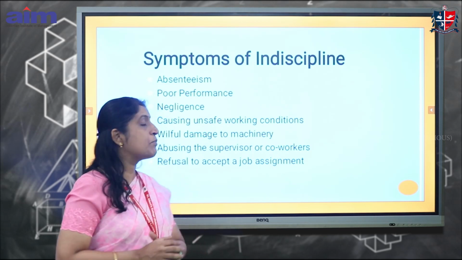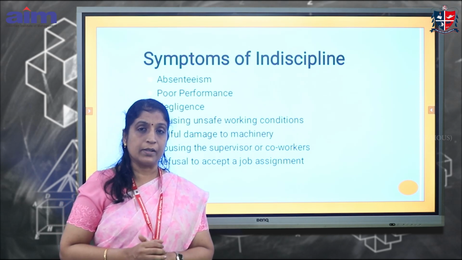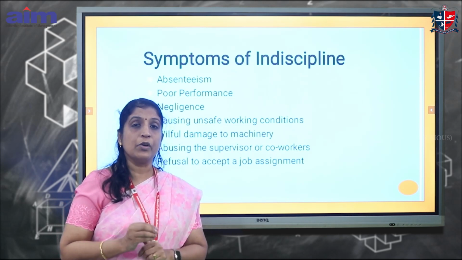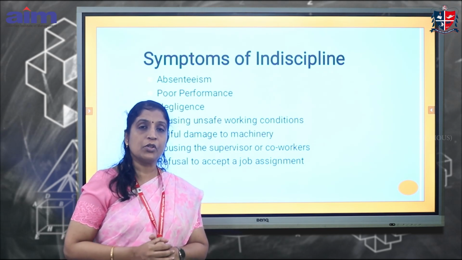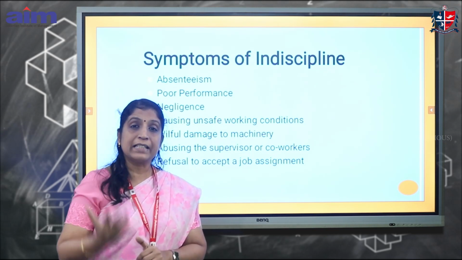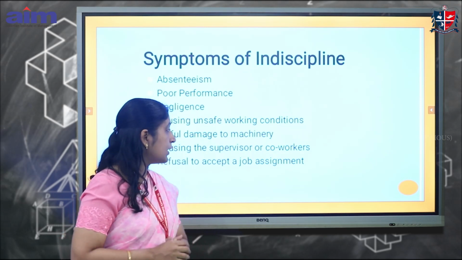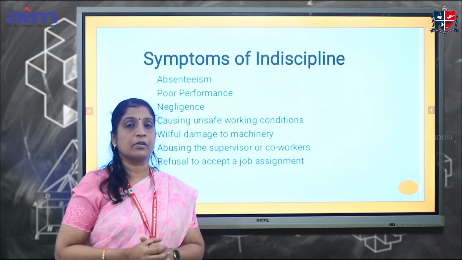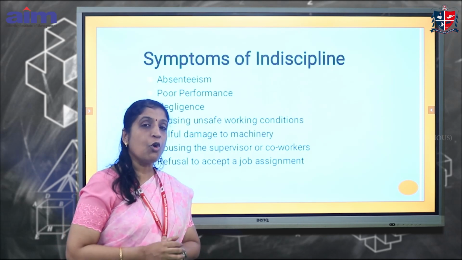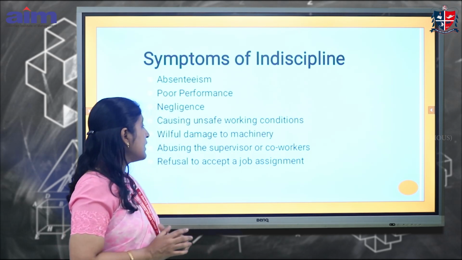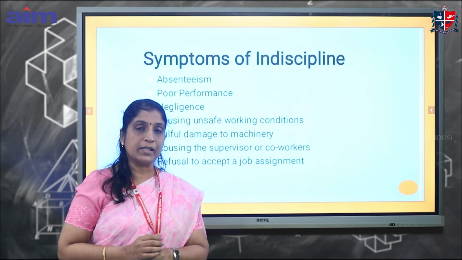The next is abusing the superiors and co-workers. A person who is indisciplined or who does not care for the rules and regulations of the organization might retaliate against the supervisor, talk back to the co-workers, or abuse his supervisors and co-workers. And the last is refusal to accept a job assignment.